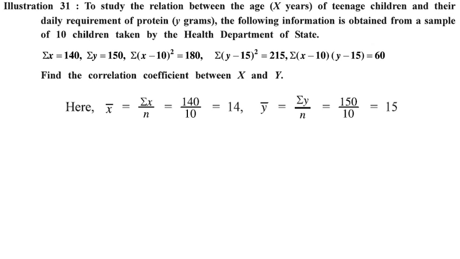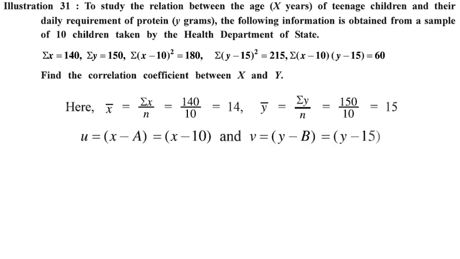Now as you can see, x minus 10 is given in the question, while our x bar is 14. That means summation x minus 10 square is not x minus x bar square. Rather, it is x minus a, that is x minus 10. Now when we are assuming u, the y should always be assumed as v. Even if the y bar is 15 and in the question y minus 15 is given, because the first variable, the x variable, is assumed as u, we have to assume the second variable as v.